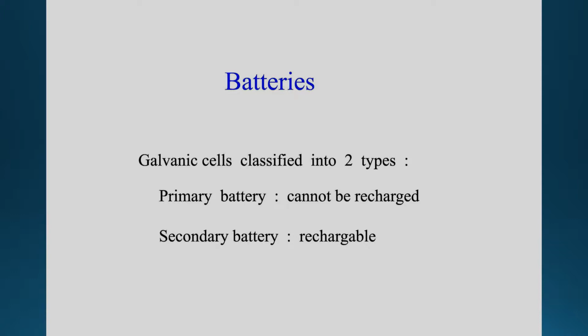Battery. Actually, you can call it a galvanic cell. There are two types. One is called a primary battery. It cannot be recharged. Once you use up a primary battery, you throw it in the bin. A secondary battery is rechargeable. You use it up, you just recharge it and use it over again. I'm going to start off with the primary battery now.